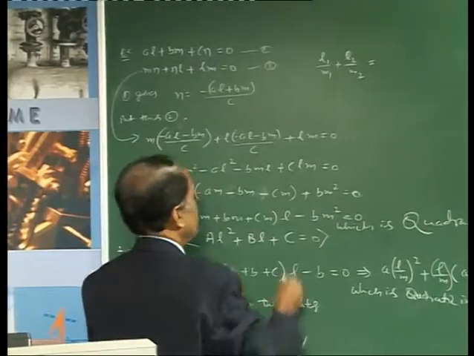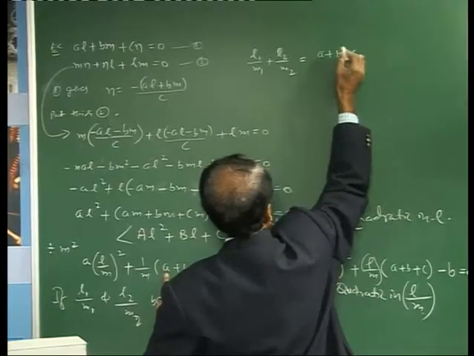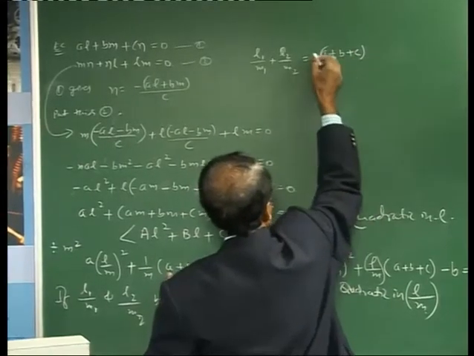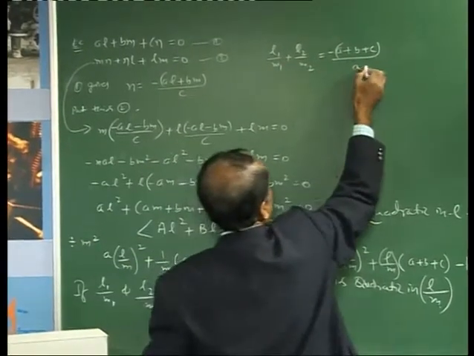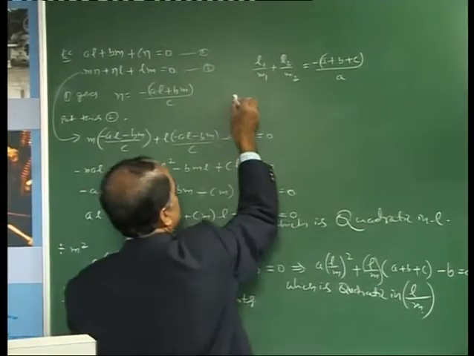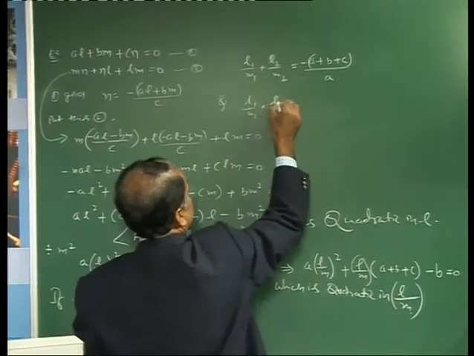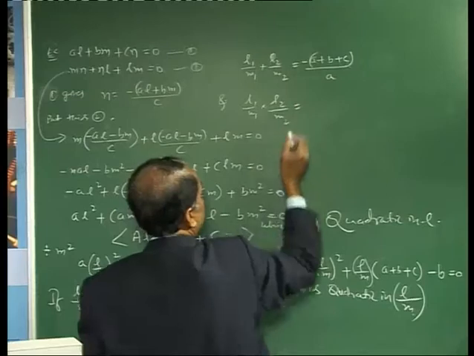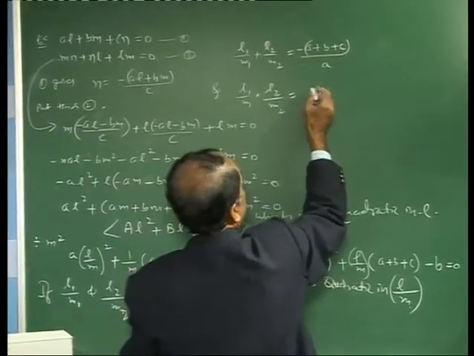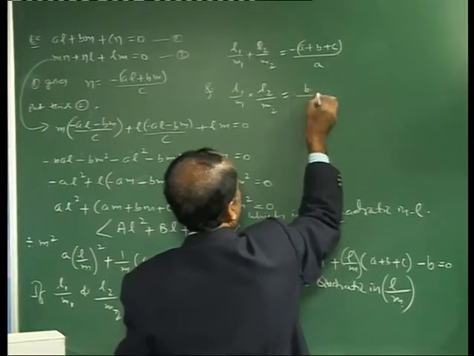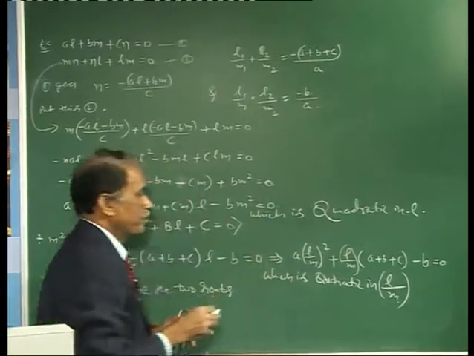Here minus B by A means this one, A plus B plus C, according to this existing step I must put minus sign, minus B by A, here A is same, and the product of these two roots L1 by M1 into L2 by M2 is equal to C by A. Here C by A means this must be minus B divided by A.